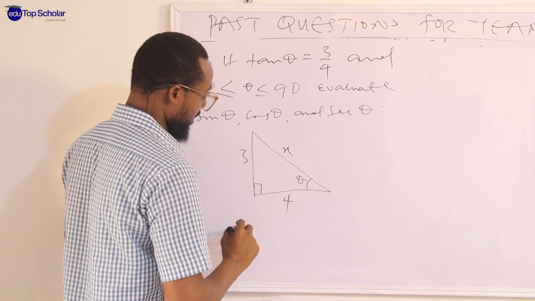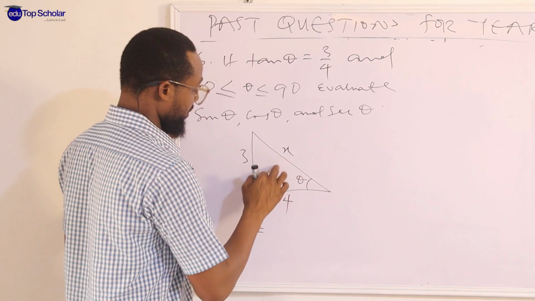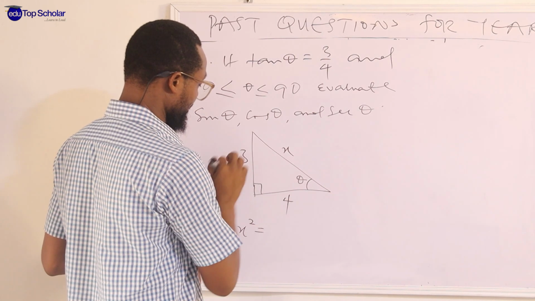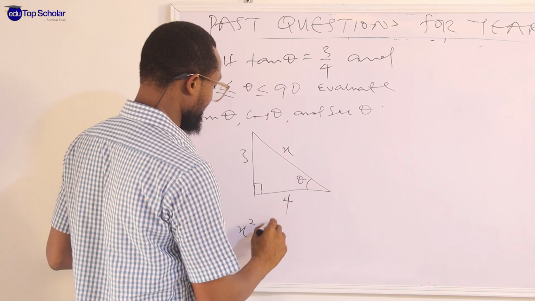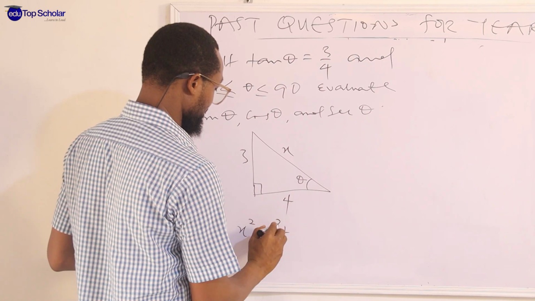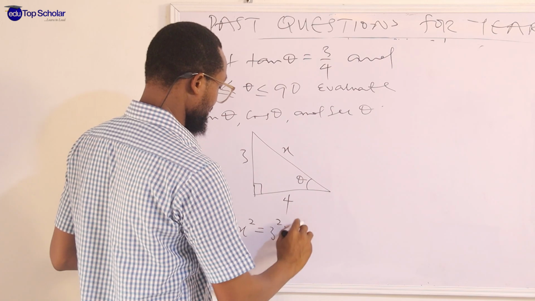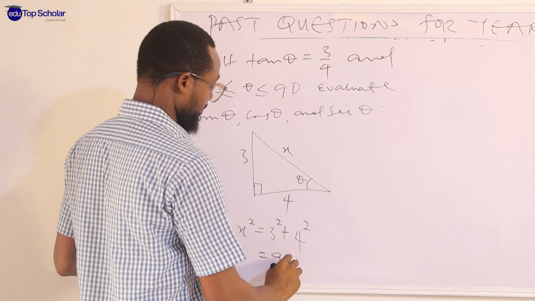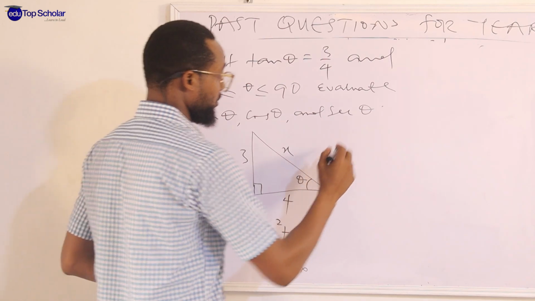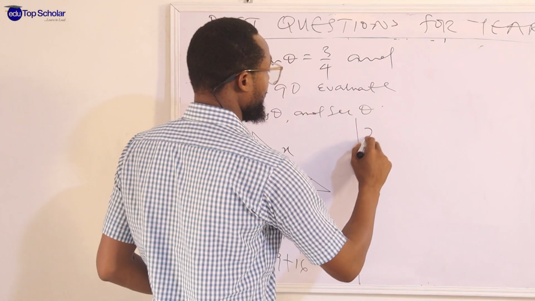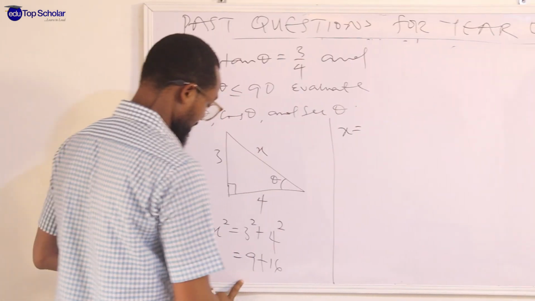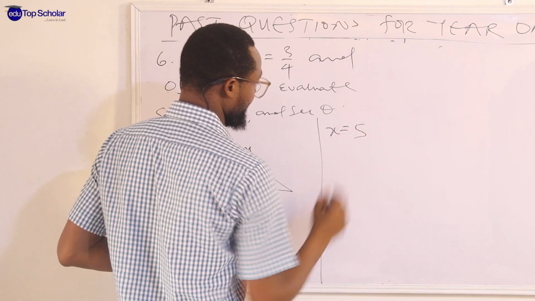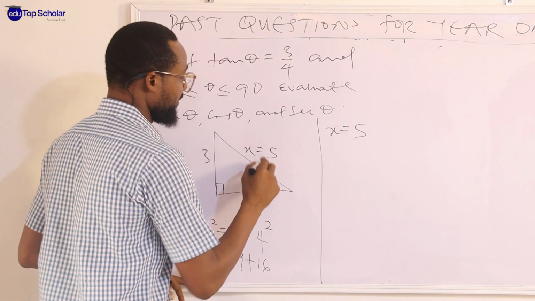Now, by Pythagoras, we know that x squared, which is the longest side, the square of the hypotenuse, is equal to the sum of the squares of the opposite and the adjacent. This will be 3 squared plus 4 squared. And this one is 9 plus 16, 25. So if x squared is 25, x will be root 25, which will be 5. Now this side is 5.